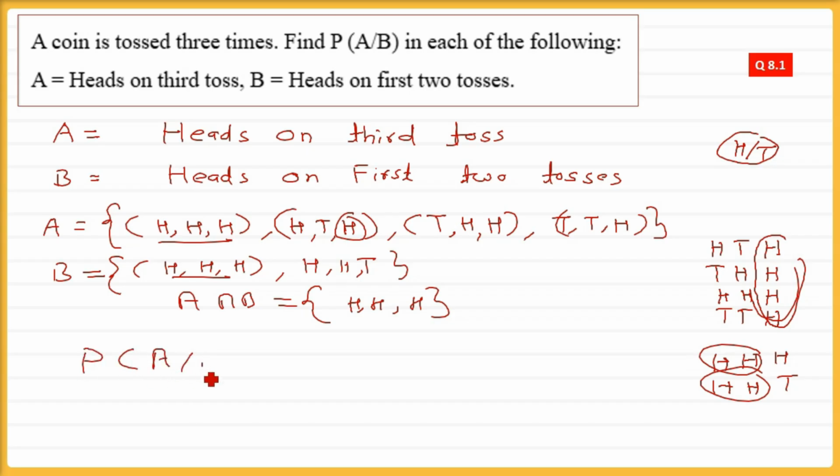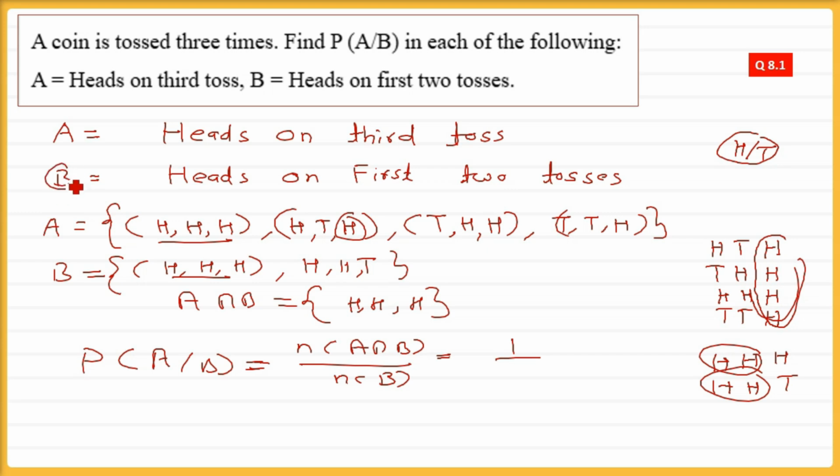So the probability of A by B, that is the probability of getting heads on the third toss, when it is known that heads on the first 2 tosses have already come, will be equal to, probability is nothing but the number of elements in that set. So N(A intersection B) divided by N(B). We don't have to worry about the number of elements in A.